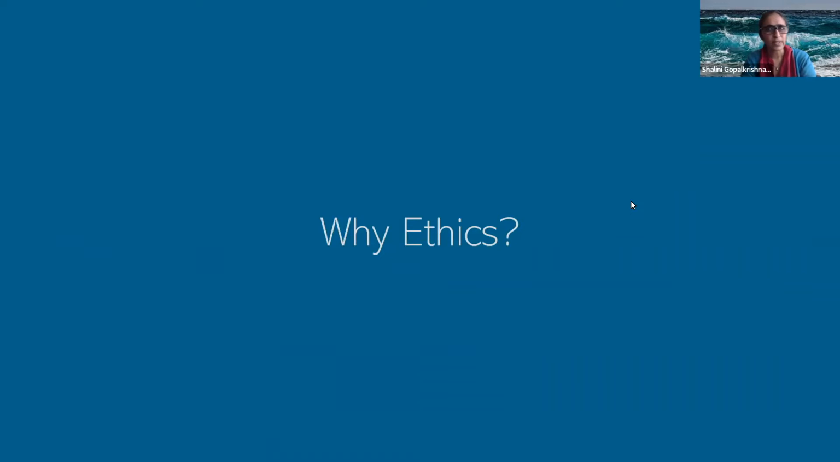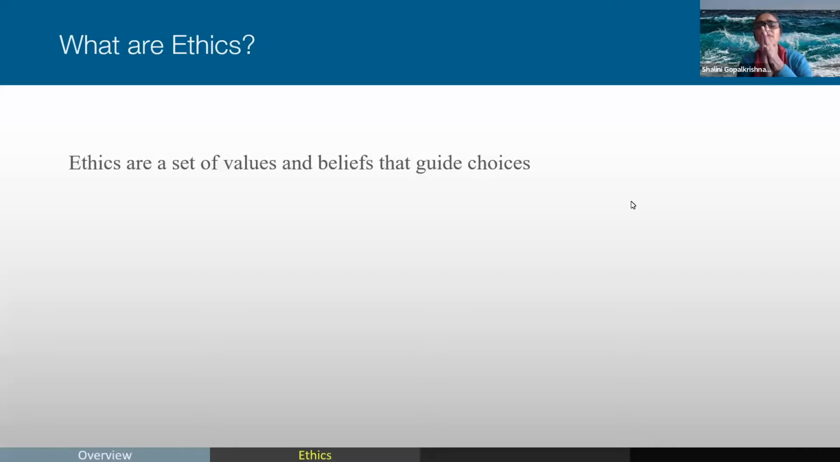So why do we do ethics? Why study it? But first, let's understand what ethics are. Ethics are a set of values and beliefs that guide choices. Ethics is not legal or illegal, that's legality. Ethics is the values that you have. Somebody may have a value of not lying, even when lying will probably help somebody, what we call white lies. That could be an ethic, that could be a value.